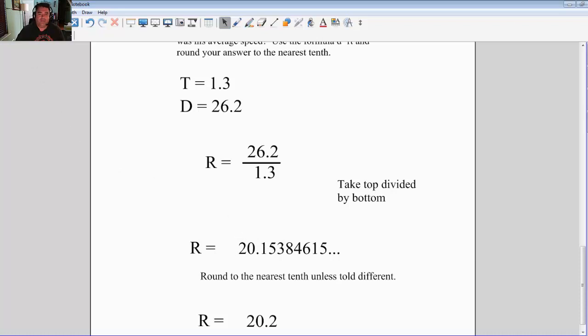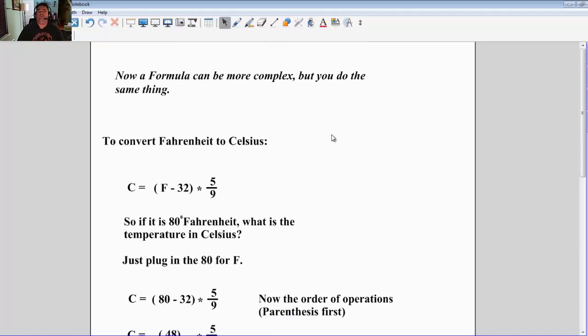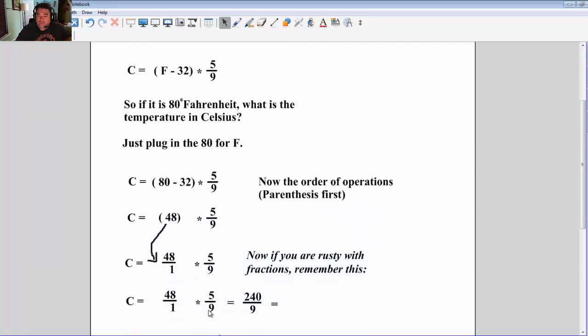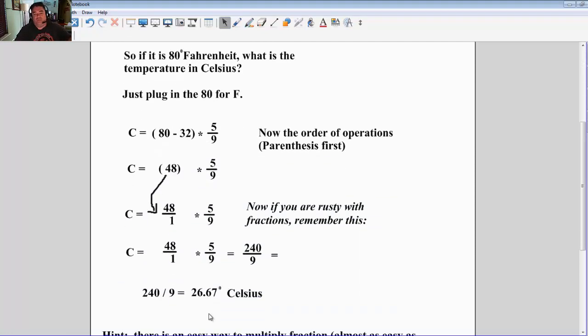It's food for thought. Now, a formula can be more complex, but you do the same thing. To convert Fahrenheit to Celsius, Celsius equals Fahrenheit minus 32, and then times 5/9. Notice how there's parentheses, meaning that minus 32 must come first. So if it's 80 degrees here, we want to know what the temperature is in Celsius. Well, take 80 minus 32. So 80 minus 32 makes 48, and then take 48 times 5, divide by 9, and you get 26.67.